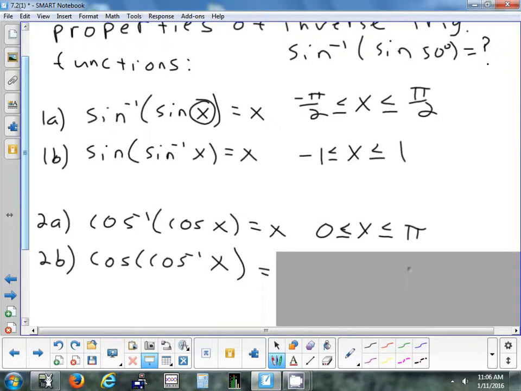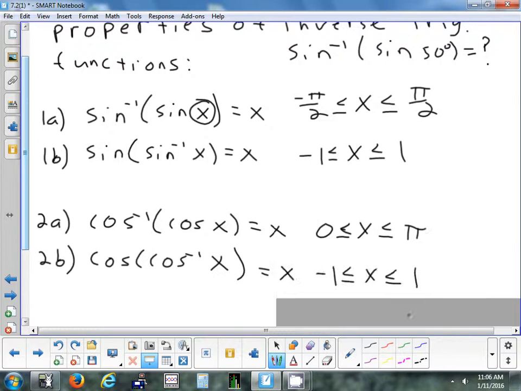Okay, and now for formula 2b, cosine and inverse cosine cancel. But now in your head, think of the highest and lowest that regular cosine goes. Negative 1 to 1. Or the other way you could think of it, instead of thinking how high and low cosine goes, think of how far left and right inverse cosine goes. The domain is negative 1 to 1.